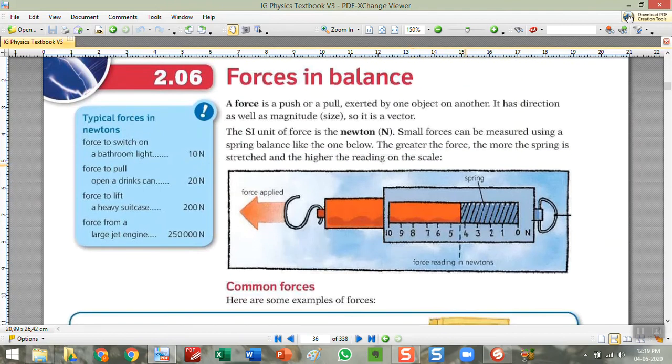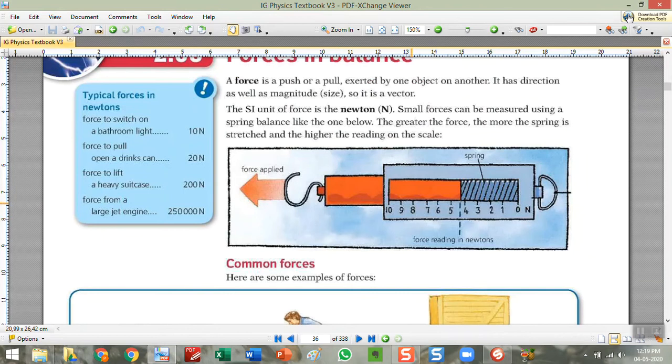Firstly, a force is a push or a pull exerted by one object on another, and also has a direction, so therefore force is a vector. The second thing that we'll look at is we measure force in newtons, named after Sir Isaac Newton, who discovered gravity and the laws of motion, which we discussed previously, and we name the unit of a force after him.